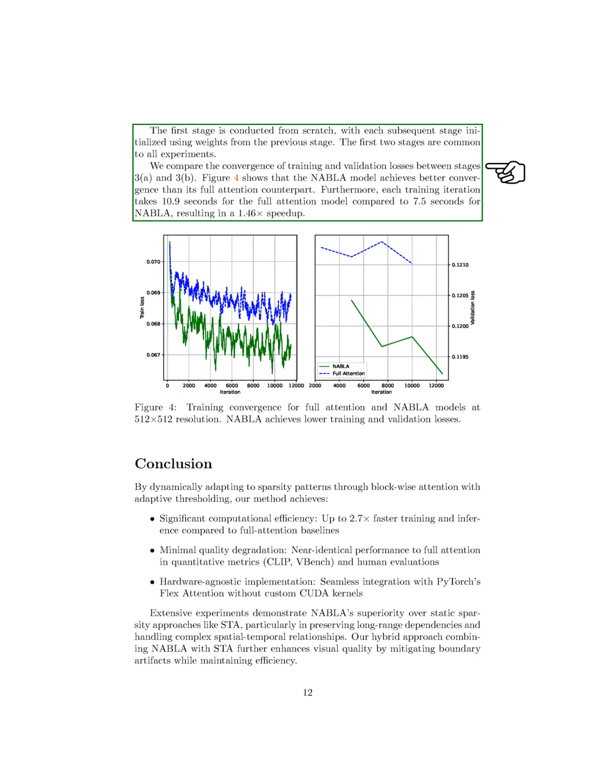We start the first stage from scratch, and each following stage uses the weights from the previous one. The first 2 stages are consistent across all our experiments. We compare the training and validation loss convergence between the 2 approaches in the 3rd stage. Our findings indicate that the NABLA model converges more effectively than the full attention model. Additionally, we note that each training iteration takes 10.9 seconds for the full attention model, while it only takes 7.5 seconds for the NABLA model, giving us a speedup of 1.46 times.